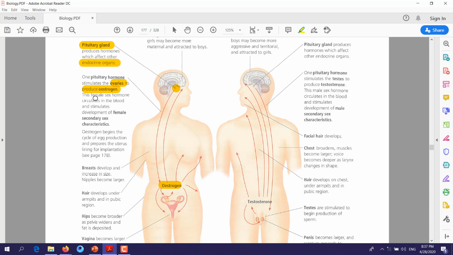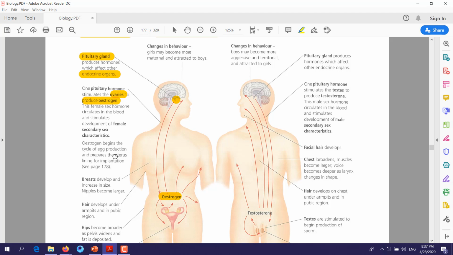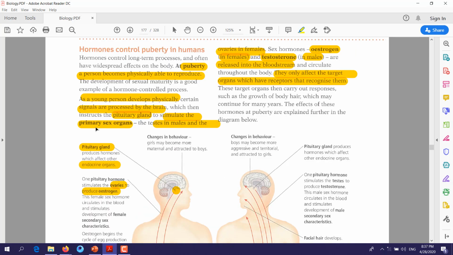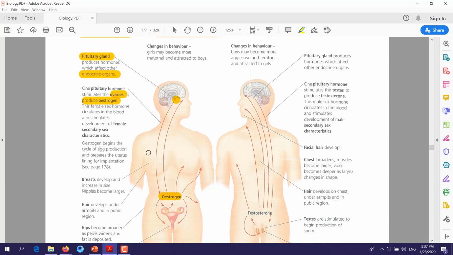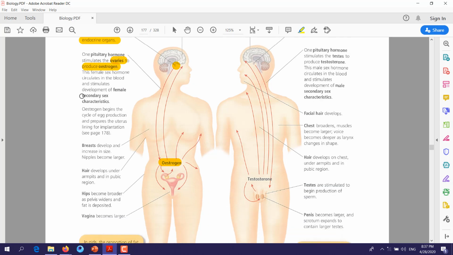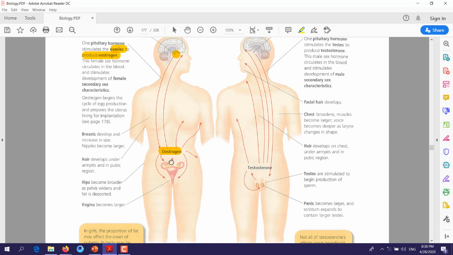This female sex hormone circulates in the blood and stimulates development of female secondary sex characteristics. We talked about the primary sex organs, and then we will have secondary characteristics. The secondary characteristics, what are they? Estrogen begins the cycle of egg production and prepares the uterus lining for the implantation.